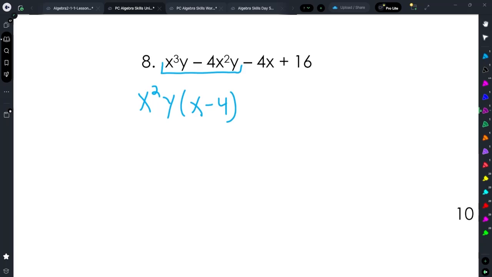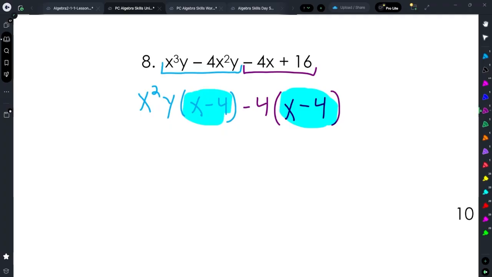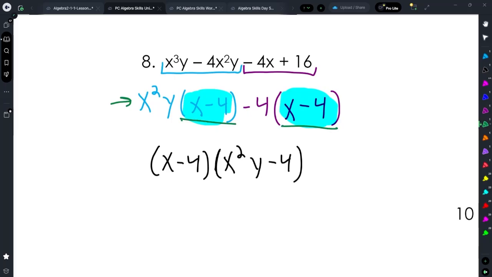And again, if you're ever unsure, just distribute this back in to see if you get what you started with. The second two terms, or last two terms, are going to factor out a negative 4. That's going to leave us with x minus 4. And yep, these two are the same. So we can do the factoring by grouping technique, and we're going to get x minus 4 times x squared y minus 4. And technically what we did in this step right here is we saw that they both had an x minus 4 in common and factored that out.